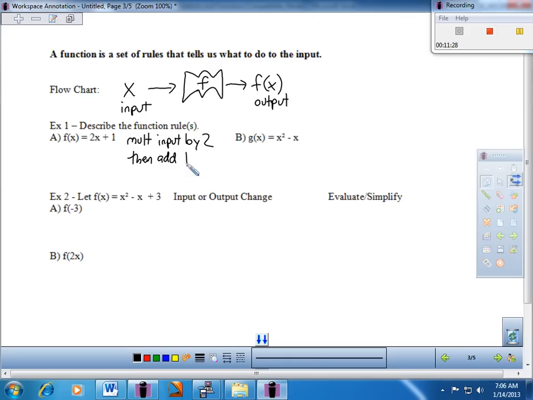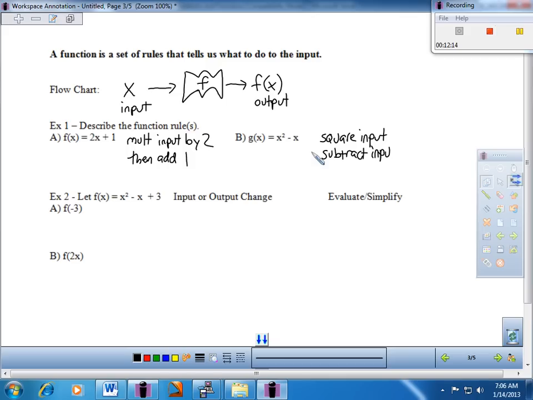Okay, cool. Let's do letter B. So same deal here. What would you do? What does this tell you to do, just verbally? From my perspective, whatever my input is, it looks like the first order of business is to square the input. So square that first. And then after I square the input, it looks like I would subtract the input. So whatever goes into that function, those are the two things that I would do in order to get the output. Okay, good. So I'm hoping everyone can translate this into something like this over here.